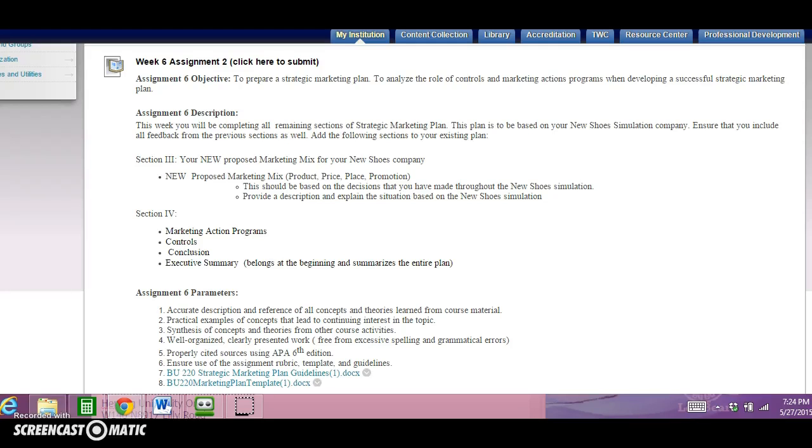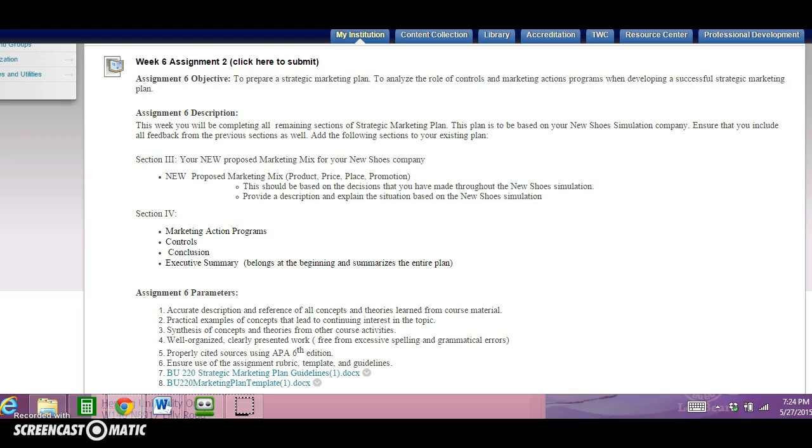Hello, class. This is an overview of the week 6 assignment part 2, or week 6 second assignment. This is the final project. This is the week where you submit your final project. So take the feedback that you received from the week 5 assignment and incorporate that into your week 6 final submission. This week you'll be completing all remaining sections of the strategic marketing plan, and in addition to that, you will add the following sections to your existing plan.